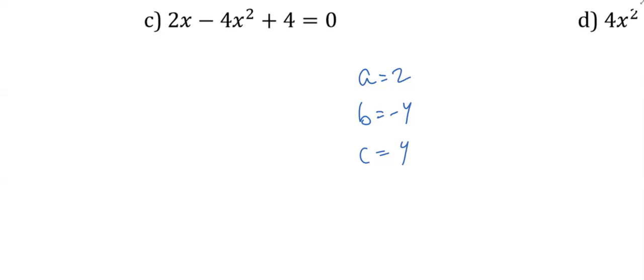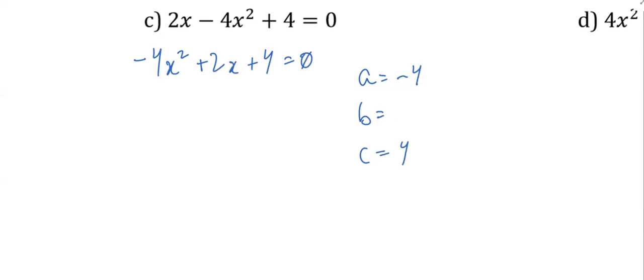So be careful, because it's got nothing to do with the order that the terms are written in. It has everything to do with the coefficient of what it's in front of. So the x squared term is always your a, and the b term always your b. And the constant, the one that doesn't have an x, is always your c.